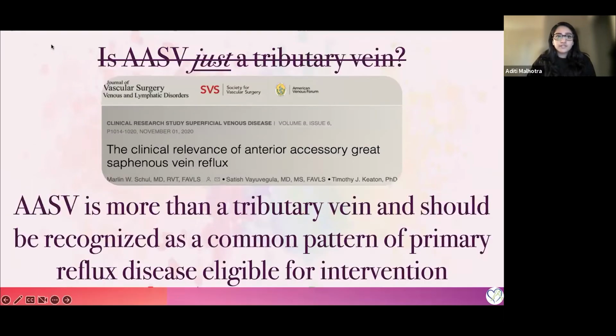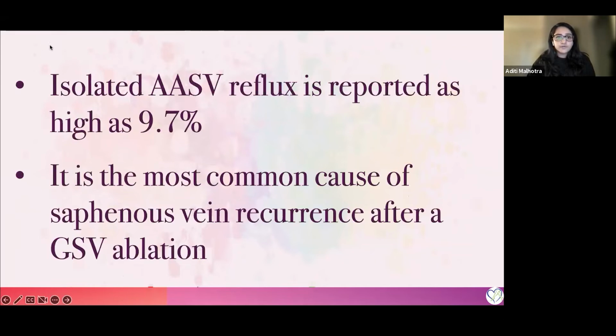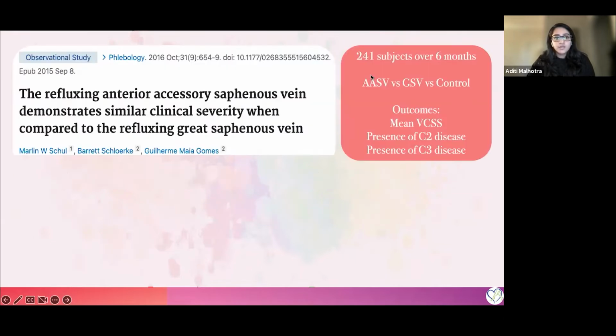So this article concluded that the AASV is more than just the tributary vein. It should be recognized as a common pattern of primary reflux disease eligible for intervention. This has been further reinforced by future studies and prior studies. Overall, the isolated AASV reflux is reported as high as 9.7%, although it can go up to 10.9% depending on what studies you look at. And it is the most common cause of saphenous vein recurrence after a GSV ablation, which is also very important to note.